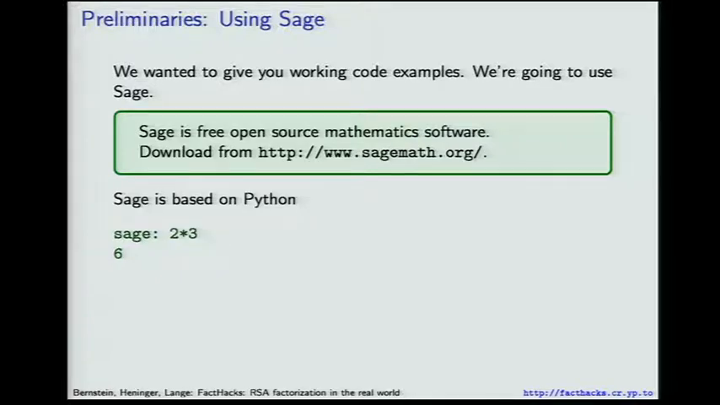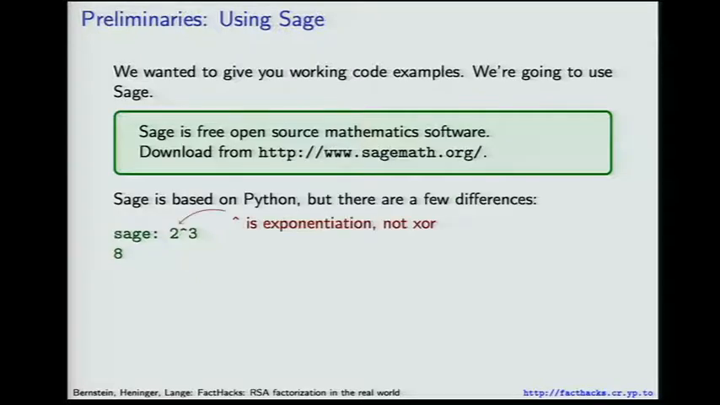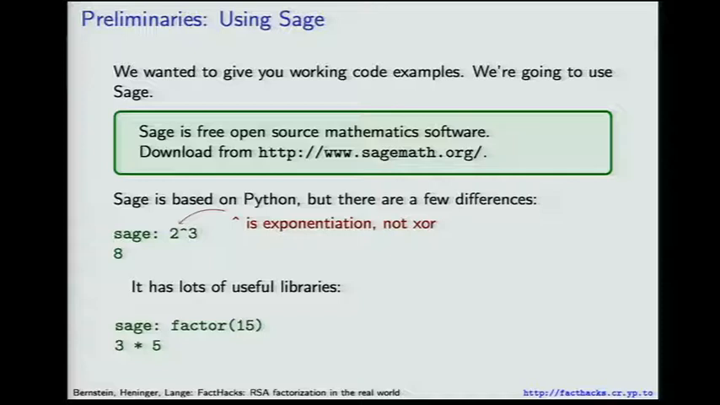It has a nice interpreter that you can use just like Python. Here in an example, 2 × 3 = 6. But there are some differences. For example, the caret, which in Python is XOR, in Sage is exponentiation. So 2^3 = 8 in Sage. The other nice thing about Sage is that it has lots of useful mathematical libraries. For example, if in the Sage interpreter I say factor 15, it helpfully tells me 3 × 5. It also does a lot more advanced things. For example, it can represent polynomials. I can say factor the polynomial x² - 1, and it helpfully tells me the answer.